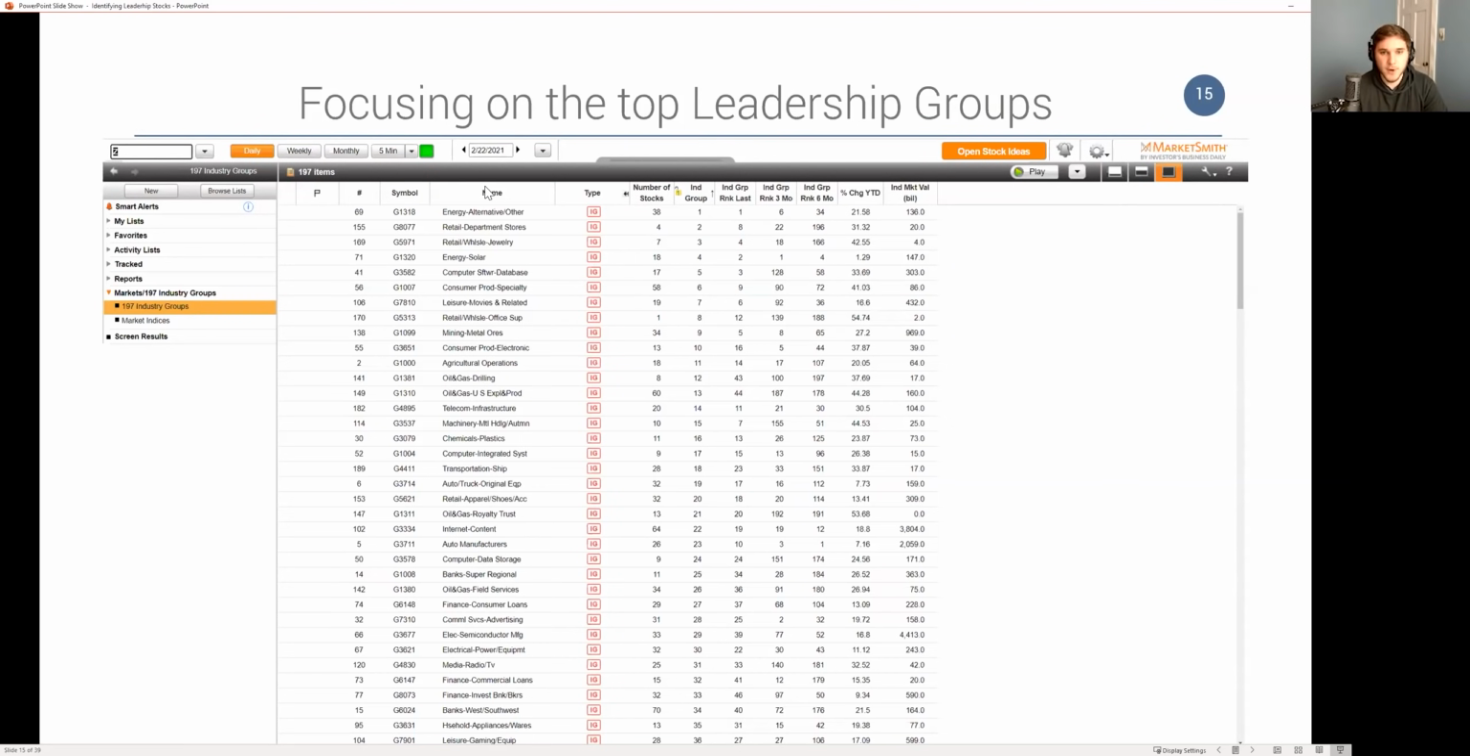And here I've got a list of all the industry groups ranked by IBD. You can see energy alternative / other is number 1 at this point. Solar is still up there at number 4. You can see their group ranks last week, 3 months ago, and 6 months ago. So in general, you just want to be focusing on these top 10 or so groups here, although I restrict myself to the top 40, top 20 ideally.